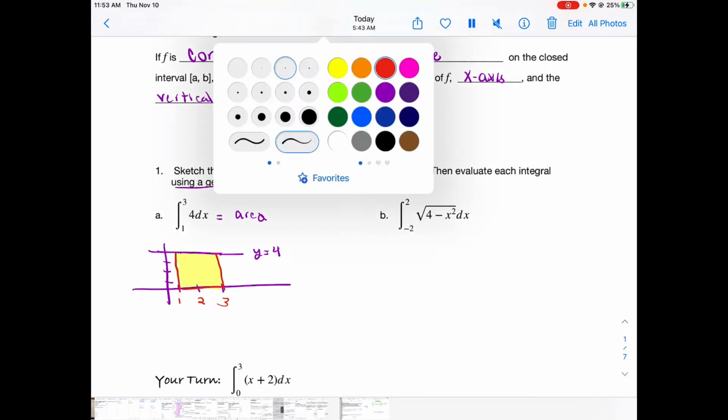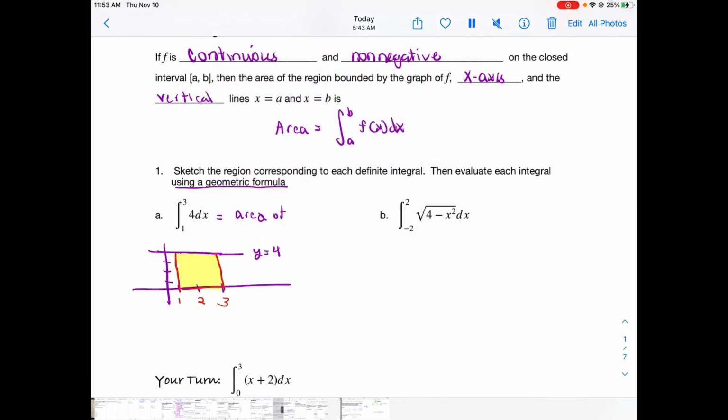That is a rectangle. The area of a rectangle we know is simply length times width. So using our geometric formulas, we'll find the area under this curve by taking the length, which is 2, times the height of our rectangle, which is 4, which will give us 8. So the integral from 1 to 3 of 4 dx is equal to 8. Okay, let's do one more.